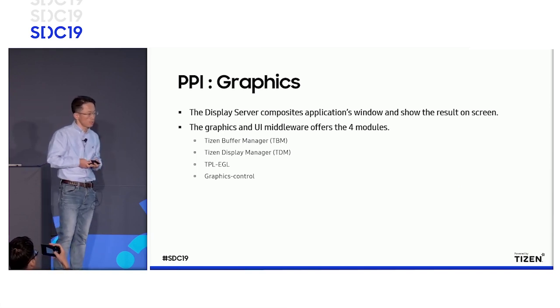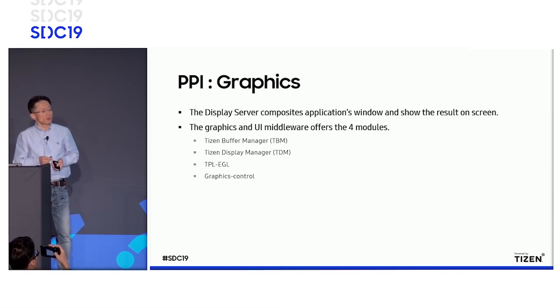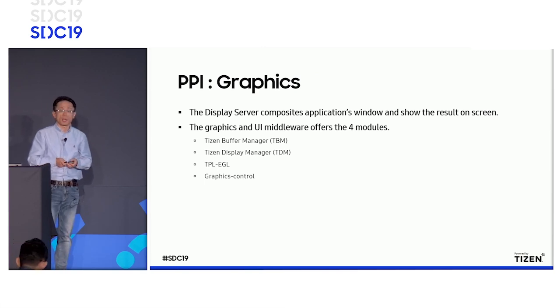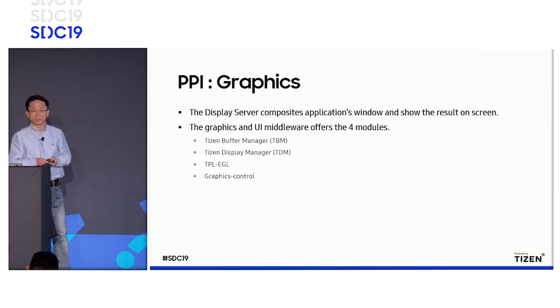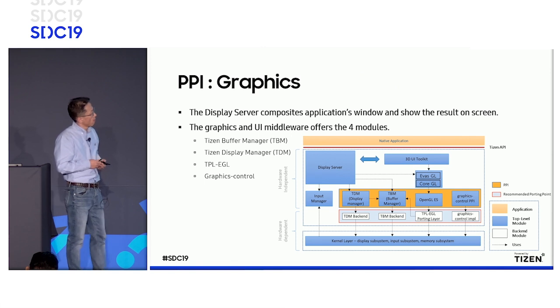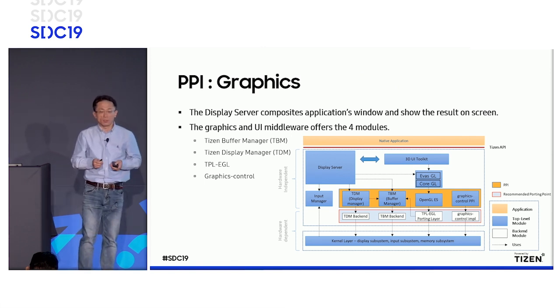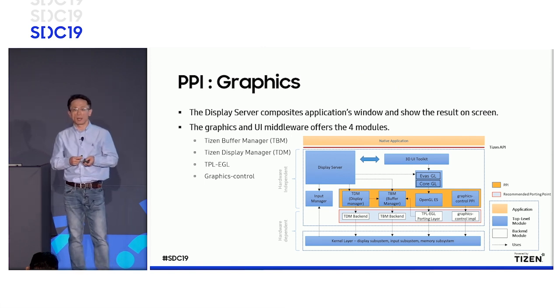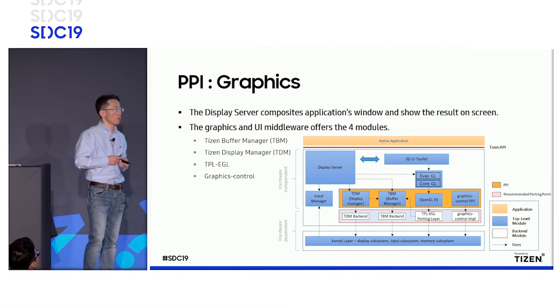Graphics. Actually, the display server composites the application window and shows the result on screen. First of all, the partner needs to implement the DRM, which is direct rendering module. DRM should be implemented in this layer.